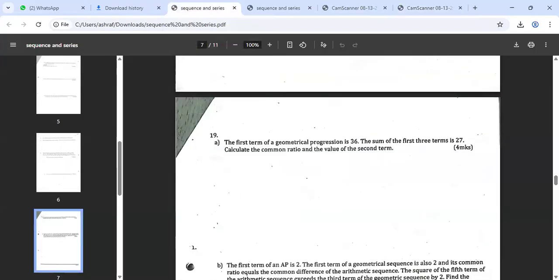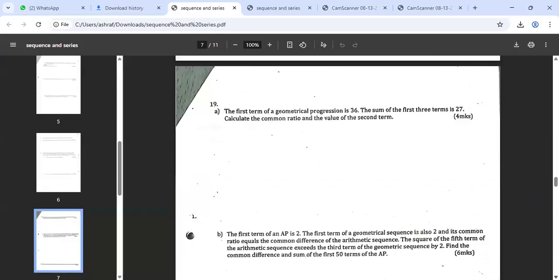So the next question, number 19. Number 19A, we had already worked it out in another question where we got R as negative a half. So we're not going to repeat it. 19A, the common ratio we had gotten as negative a half. So you can just get the second term. Get T2. If the first term is 36 and R is negative a half, what is T2?